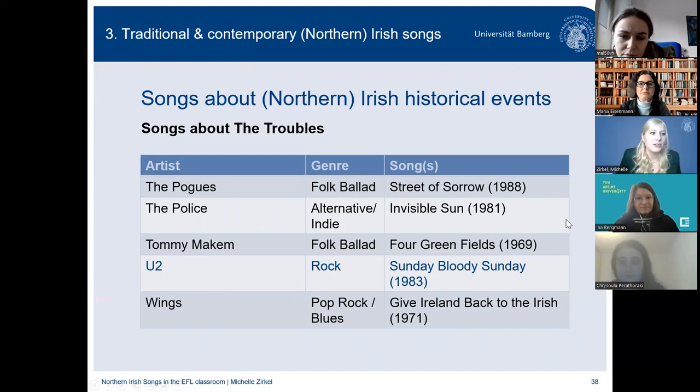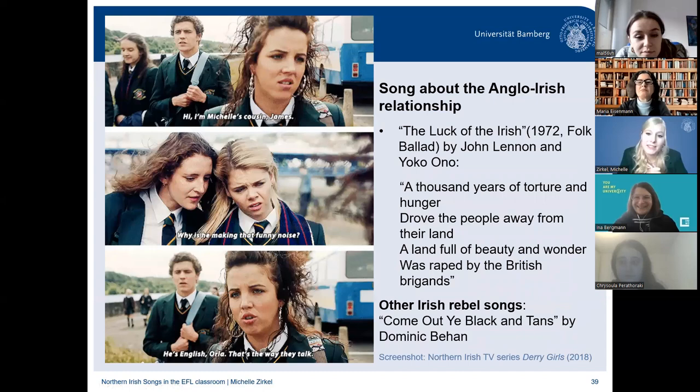Okay, a topic which ties in with these historical events is the relationship between the British and the Irish, which is reflected in the song The Luck of the Irish, for example, which hints at key events in Irish history which have been influenced by the British. So as you can see by looking at this excerpt from the lyrics of this song: a thousand years of torture and hunger drove the people away from their land. A land full of beauty and wonder was raped by the British brigands. Right. Not only this song, but of course there are other songs, like on the last slide we had one titled Give Ireland Back to the Irish by Wings, which has the same message, as well as other Irish rebel songs like Come Out Ye Black and Tans.